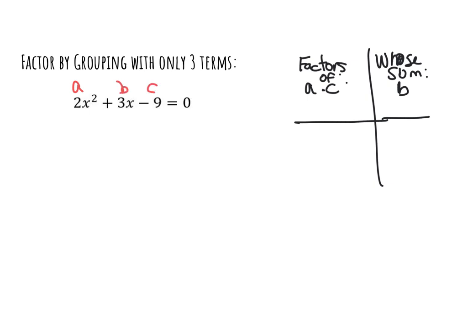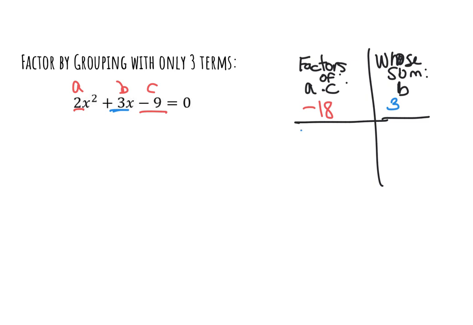I also noted, even though I didn't talk about it, that there was not a greatest common factor. That should always be something I look for. So no GCF, I can move on to this table. I'm going to multiply 2 times negative 9, and 2 times negative 9 is negative 18. That was this value and this value. Now my B value is right here in the middle. So whatever factors I choose have to add up to 3.